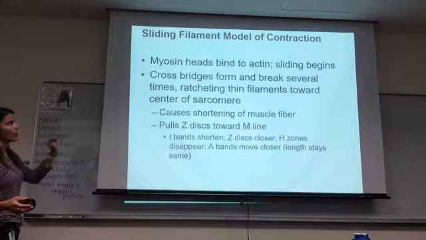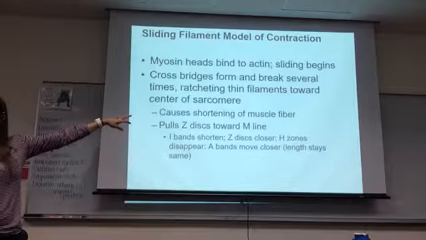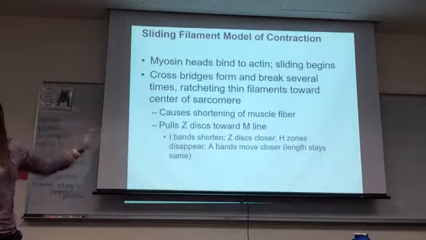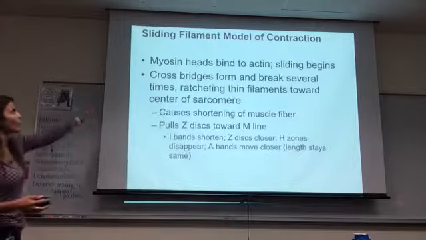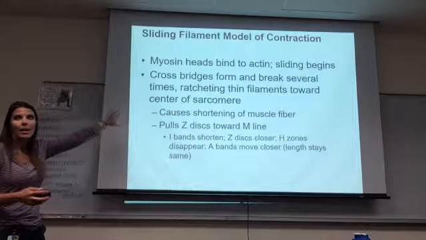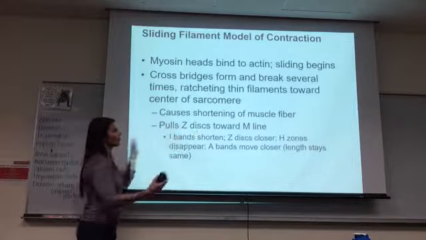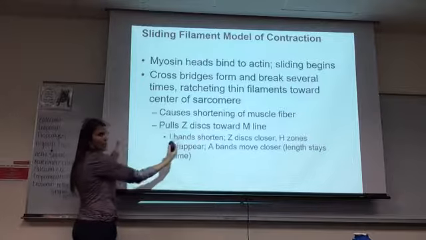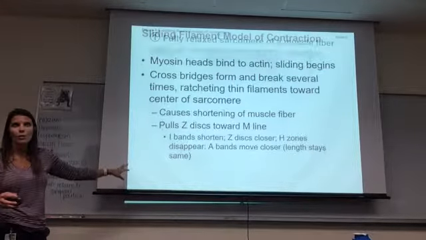Real quick, let me tell you what's happening on these slides. These slides are putting words to the video. If I didn't have the video to walk you through step by step, I would go through these words. But it's literally saying the myosin heads bind to actin, the sliding begins. It's putting words to everything. This causes a shortening of the muscle fiber. The Z does come towards the M line. I don't want you to think that I'm negating any of this content. It's just that I showed it to you in the video.